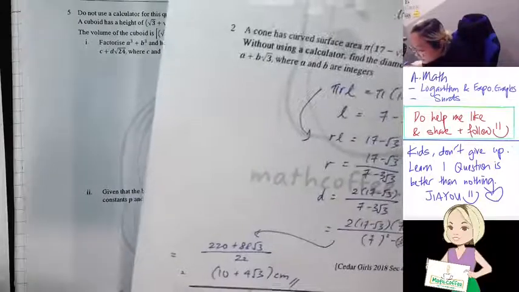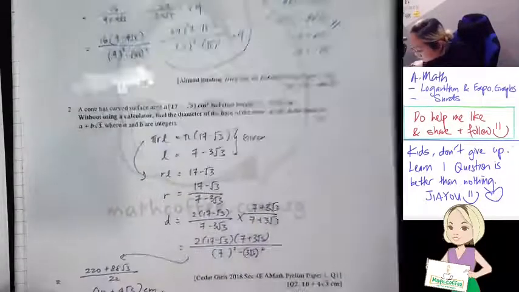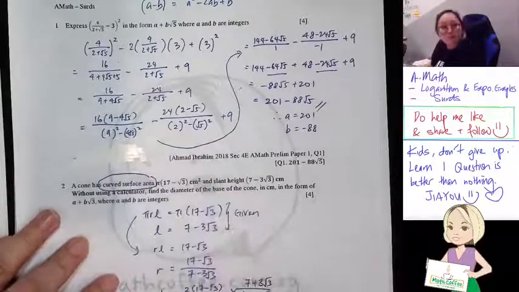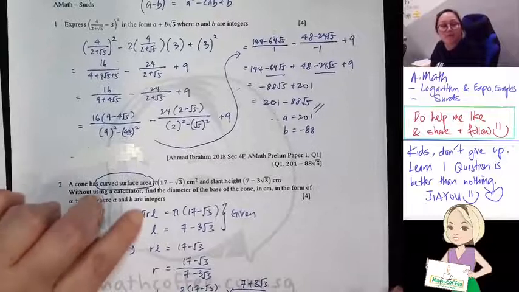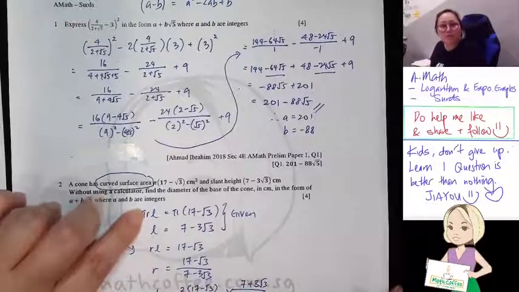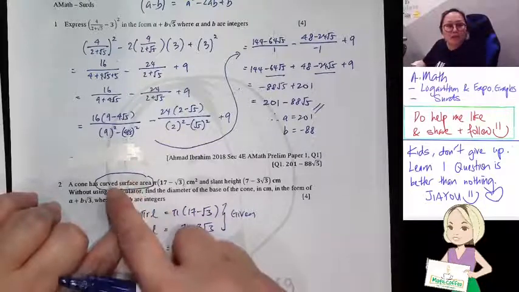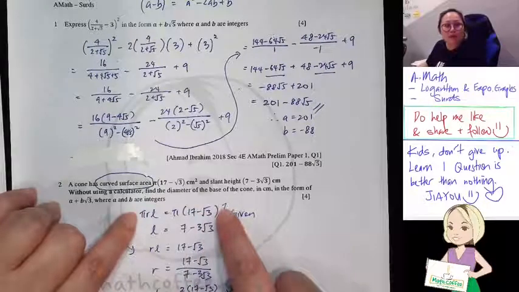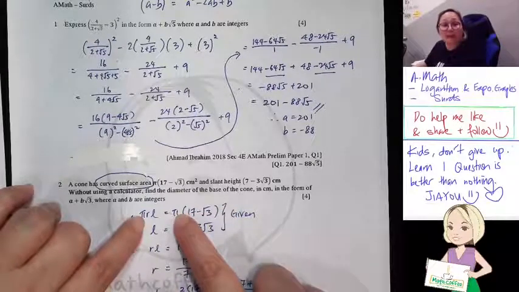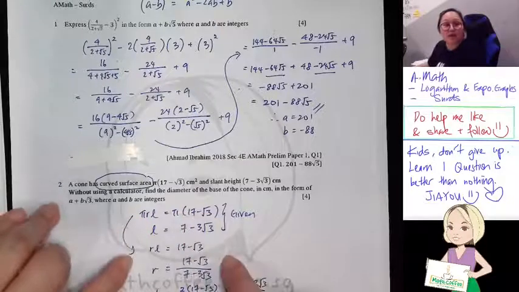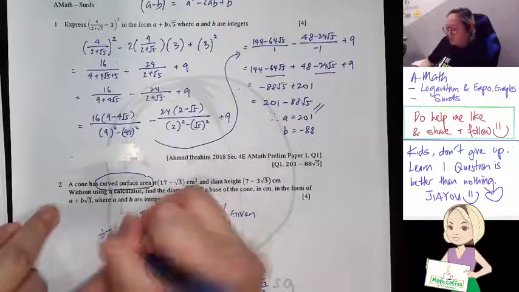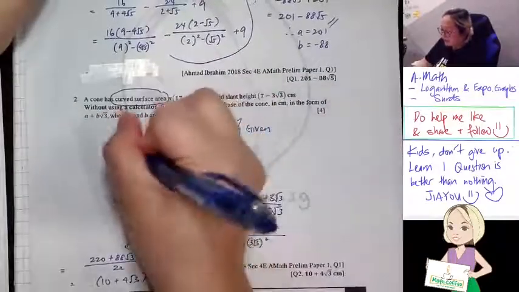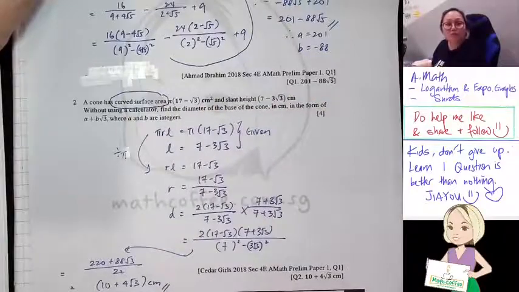Why is RL 17 minus square root 3? Oh, over here, because you see, curved surface area is pi RL, right? Curved surface area is pi RL. So they give me that curved surface area is pi (17 minus square root 3). And because both sides also have pi, and pi is actually constant, so I can divide by pi throughout. So what I did was I just divide by pi throughout. Yes, Valerie, you are correct. Divide by pi throughout. And then I get this.